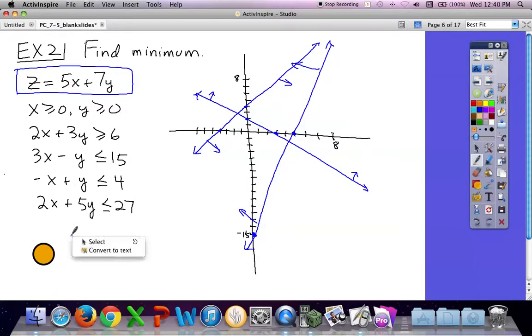And then the last is, cover up the y. 2x equals 27. What does x equal? 13 and a half, right? Cover up the x. 5y equals 27. y equals 5.4, right? So this is going to go from 1, 2, 3, 4, 5, about right there. And then I'm going to have to add 9, 10, 11, 12, 13, 14, so about right there. So let's draw our line.